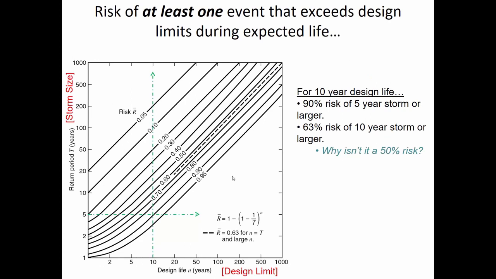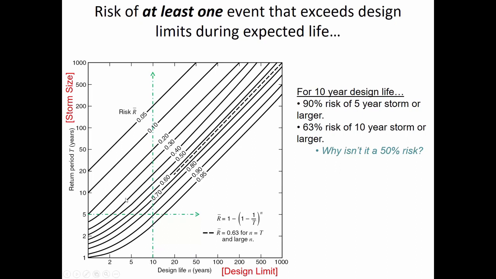Now, this table is taken from the text, and it makes the point that risk is cumulative. Let me show you what that means. On the horizontal axis, we have the design life, which is how long you expect a given piece of equipment to be in service. On the vertical axis is the return period, which you can think of as the storm size. Look at an item that has a design life of 10 years.